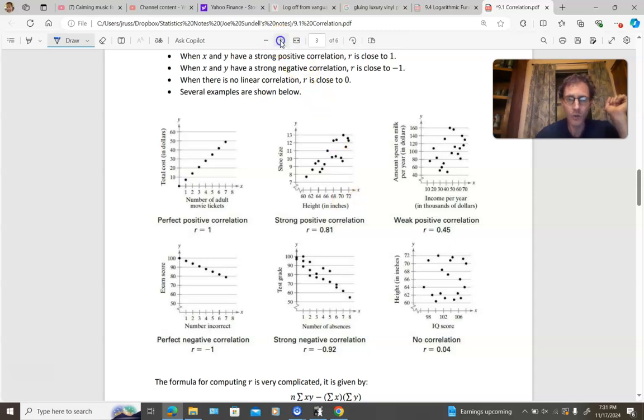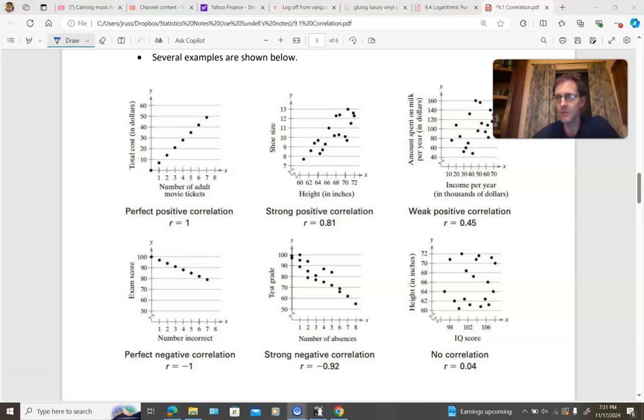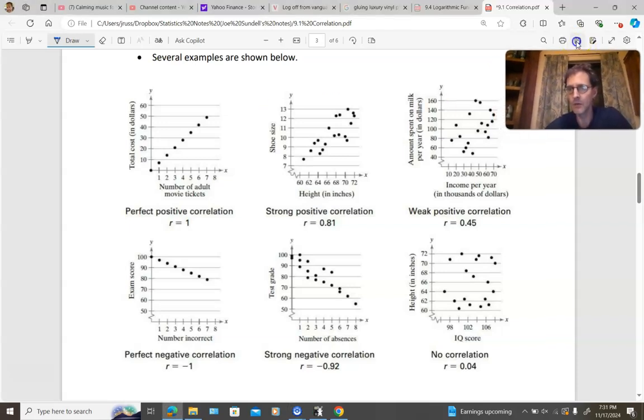Now, in the real world, if you're just collecting data from two variables and you're trying to figure out if they're correlated or not, you're never going to get 1 or -1, most of the time. But anyway, let's look at some scatter plots here, or some relations between two different variables.